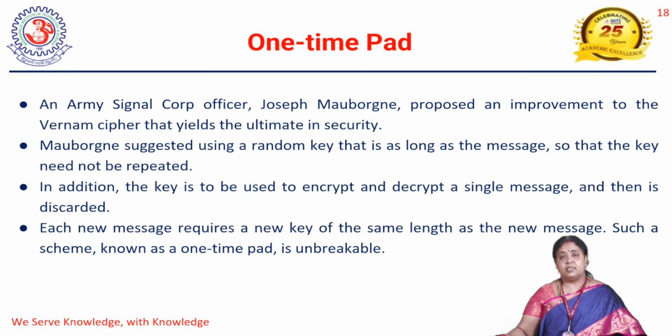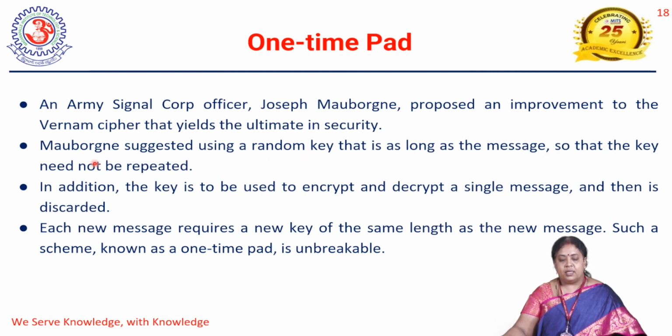Next, another substitution technique that we call the one-time pad. By the name itself, it is clear: one time pad. That means the key will be used for only one time. This technique was given by Joseph Mauborgne. He proposed it by improving the Vernam cipher, that is a polyalphabetic cipher. He suggested a random key that is as long as the message.